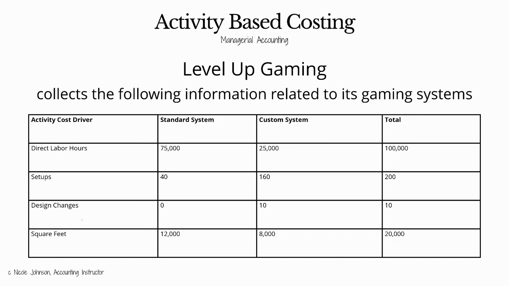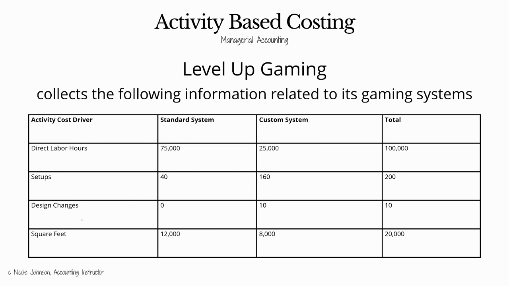Level Up Gaming collects the following information related to the gaming systems. So we have the activity cost drivers. We have the standard system, the custom system, and the totals. For direct labor hours, the standard system is expected to use 75,000 and custom is expected to use 25,000. For setups, the standard system is expected to use 40 and the custom system 160.